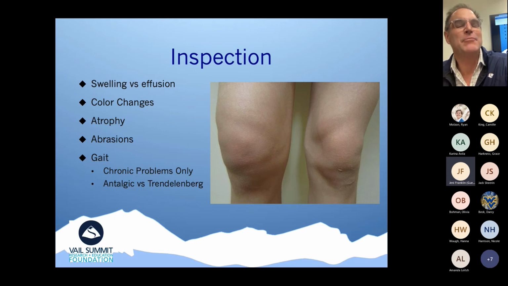So it's an abnormal gait secondary to muscle imbalance. Okay, so an antalgic gait is an abnormal gait secondary to pain. Trendelenburg gait is an abnormal gait secondary to muscle weakness. So how can you just briefly tell the difference between an antalgic gait and a Trendelenburg gait? Just watching them walk down to the x-ray.